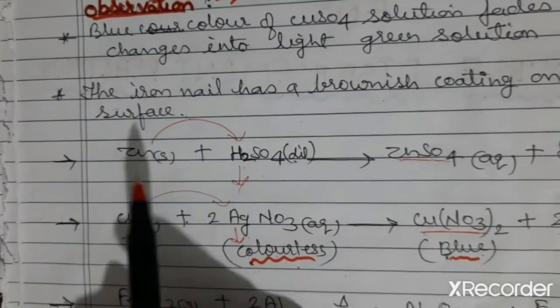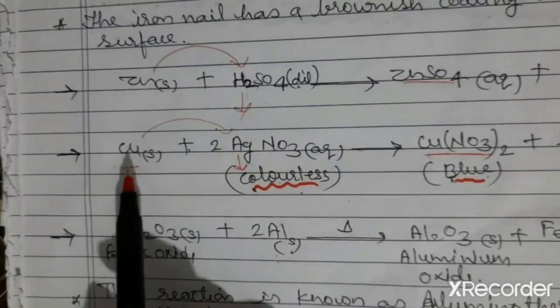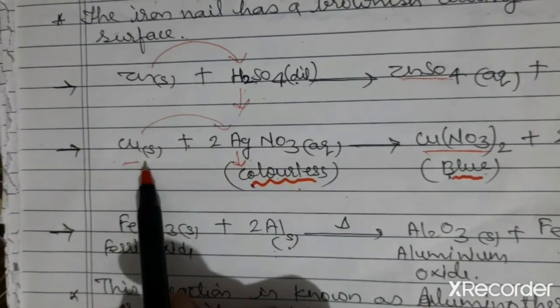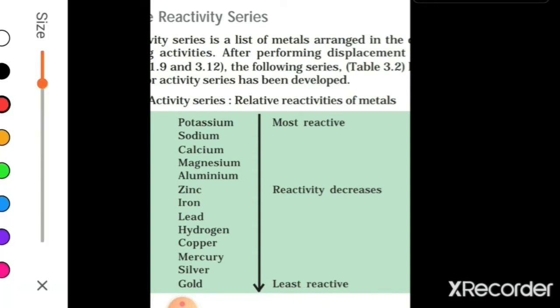Here zinc lies above hydrogen, so zinc can displace hydrogen. Here copper lies above silver, that's why displacement is possible. Displacement reaction depends on the reactivity of metals. The reactivity of metals we can find out by the reactivity series. The metals which lie at the top of the reactivity series are more reactive, and those which lie below are less reactive.